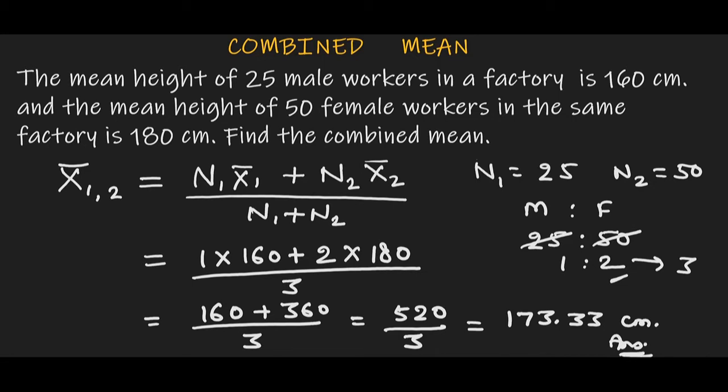So we have solved this question earlier also, and in that case also the value is 173.33. So this is the whole solution. We can calculate combined mean by taking the ratio of number of male and female workers as well. It will simplify our question because here the values of n1 and n2 will be smaller numbers, so it will be easier to solve them. So in this way we can calculate the combined mean.